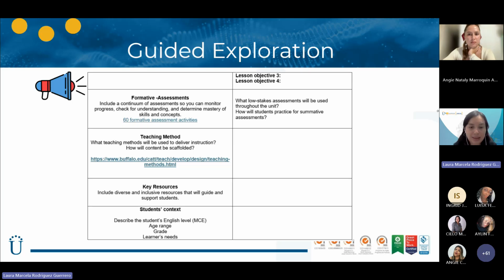And finally, the student's context, as we have been explaining at the beginning of the class: describe the student's level according to the MCA, age range, grade, and learner needs.